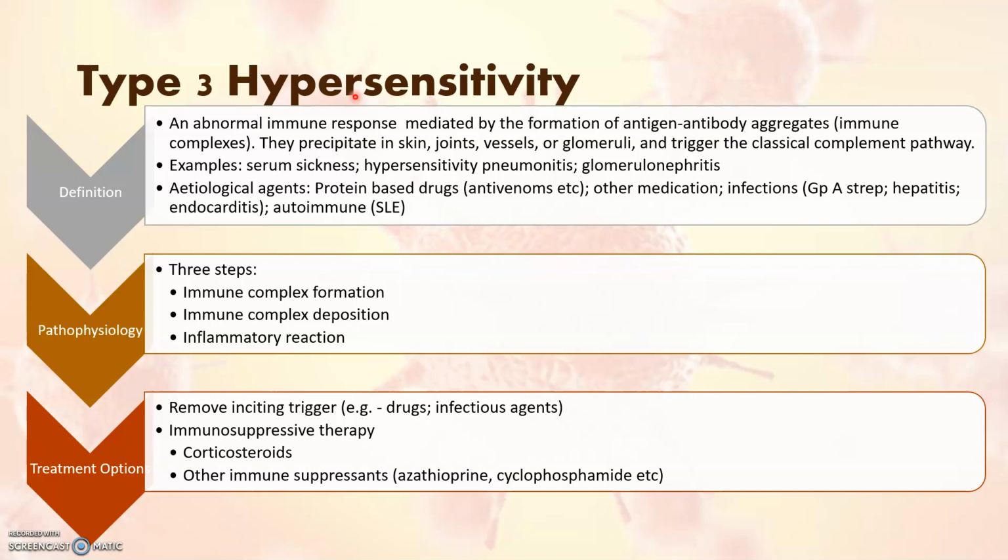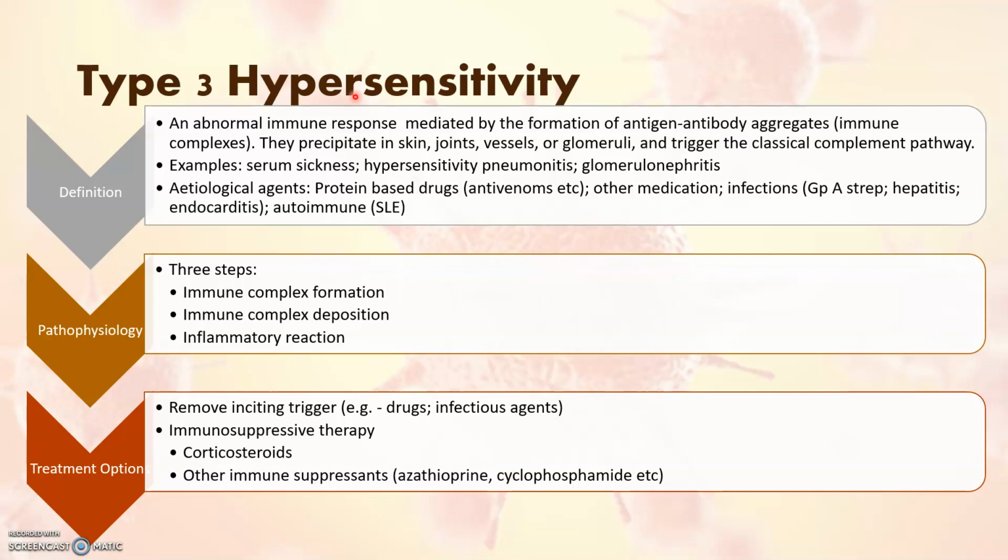There are many etiological agents that can cause this type of hypersensitivity. Some drugs, and in particular antivenoms, other medication, specifically infections, and to focus in a little bit, group A beta hemolytic strep is probably still the main infectious cause of glomerulonephritis. But other infections can cause it too, such as hepatitis or even endocarditis. And type 3 hypersensitivity is the mechanism of hypersensitivity in some autoimmune conditions, such as lupus.